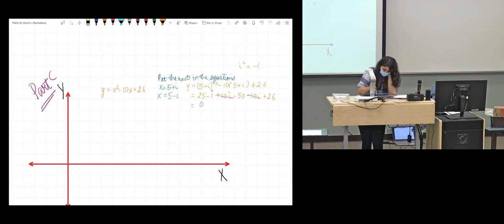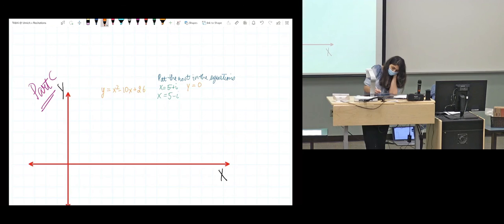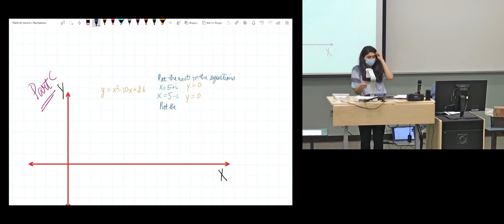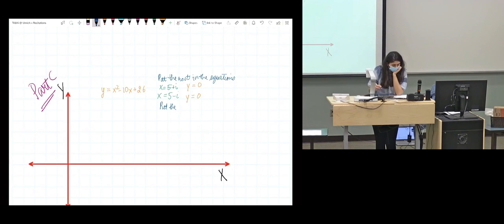So I'm going to remove all of this because we know how to do this, and I'm just going to put what we found, which is y equals 0. Similarly, when you put 5 minus i, you'll get y equals 0. Now, you have 2 points, but I don't quite know how to plot 5 plus i comma 0 and 5 minus i comma 0, because those are complex numbers and you can't find it on a real x-axis. So we're going to need more points than that.